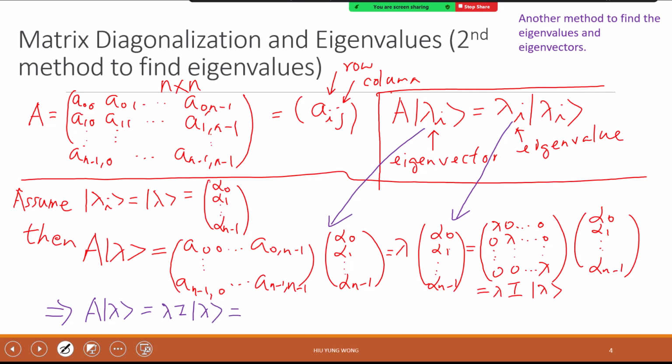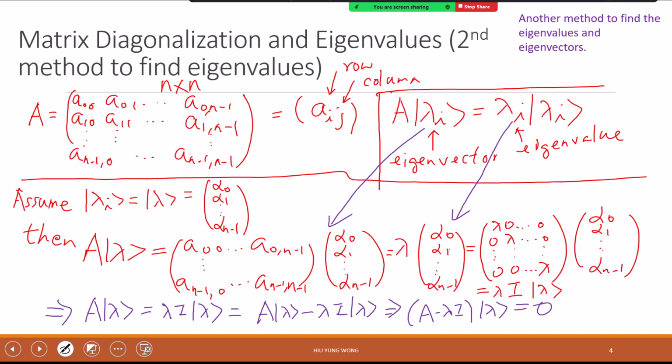So I can move everything to the right. So I have A lambda minus lambda I times lambda, which equals, again, this is a vector. This is a vector. And these two are matrices, right? A and lambda I are matrices. So this one is equal to A minus lambda I times lambda equals 0. We should not have the magnitude.